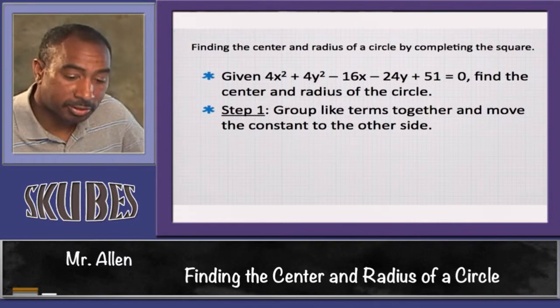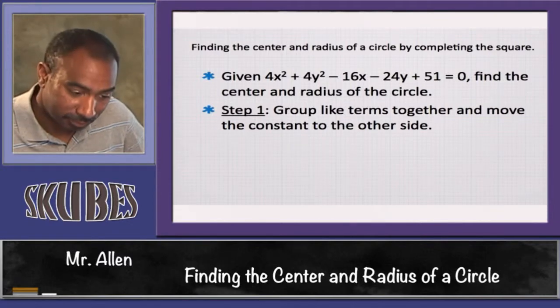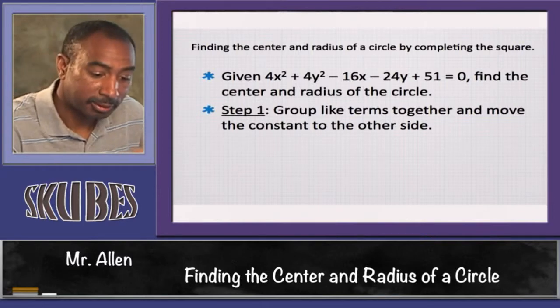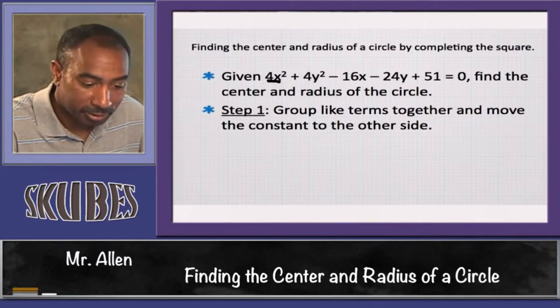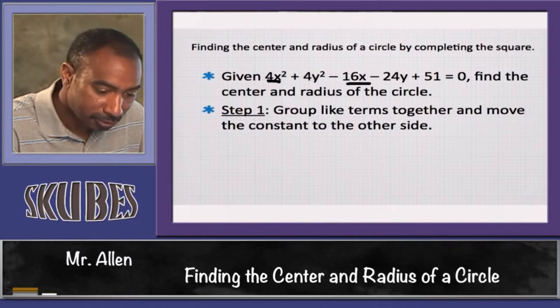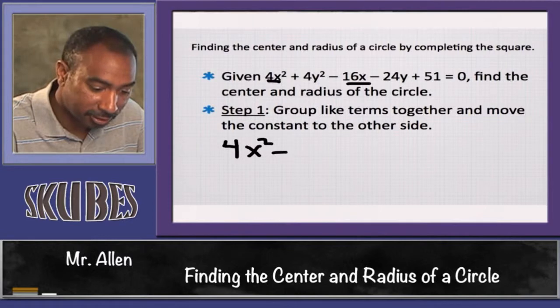First thing you want to do is group like terms together and move the constant to the other side. And that's simple to do. We have x squared, put the x squares with the x's. All x's go together. So I have 4x squared, that's a minus 16x.